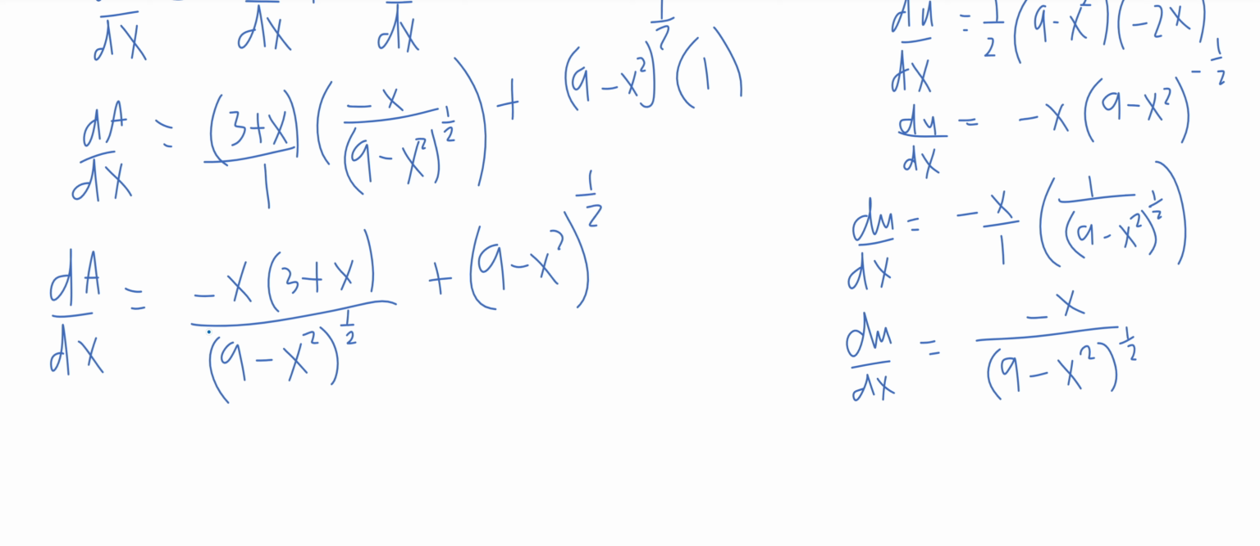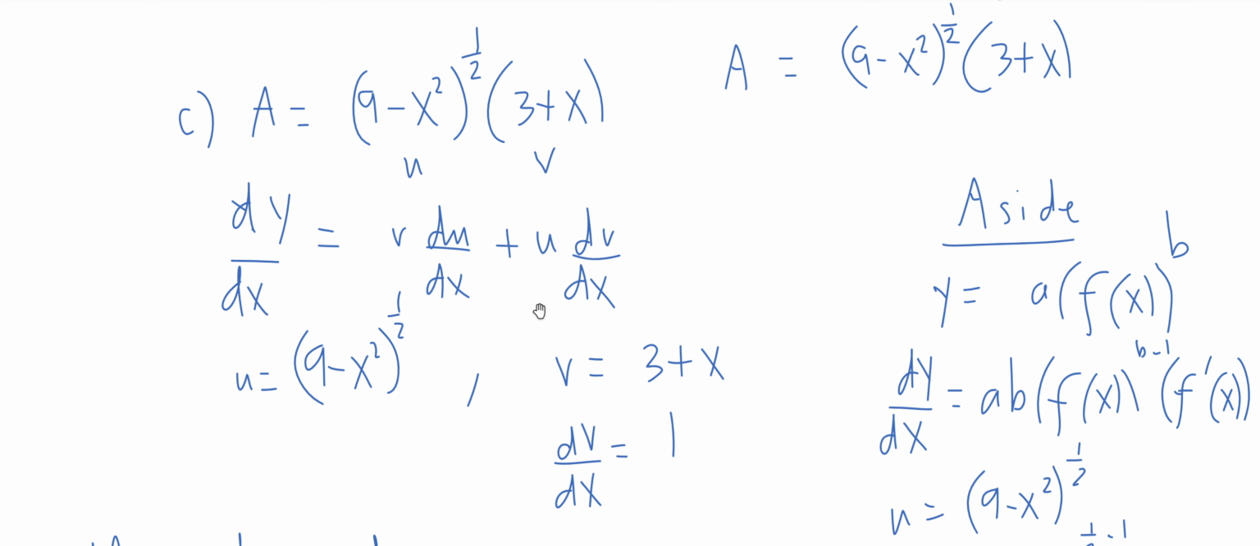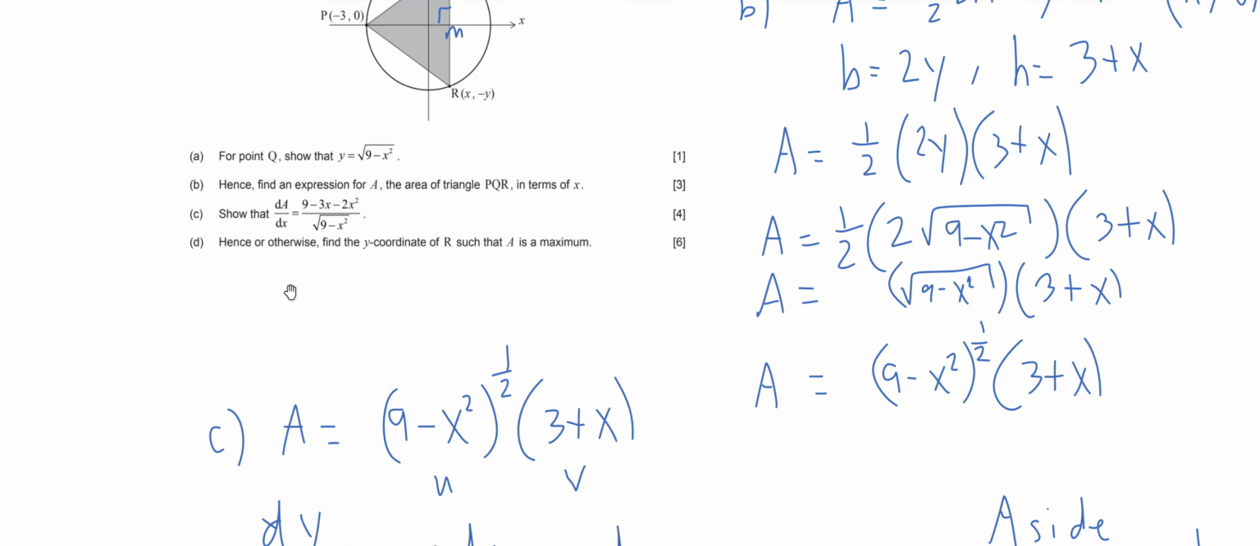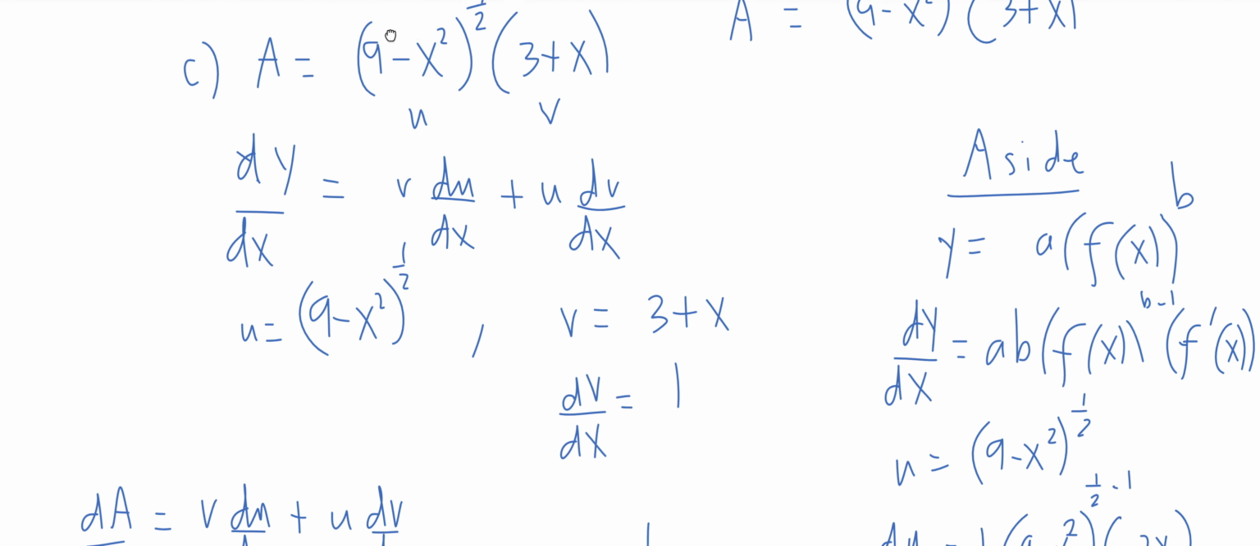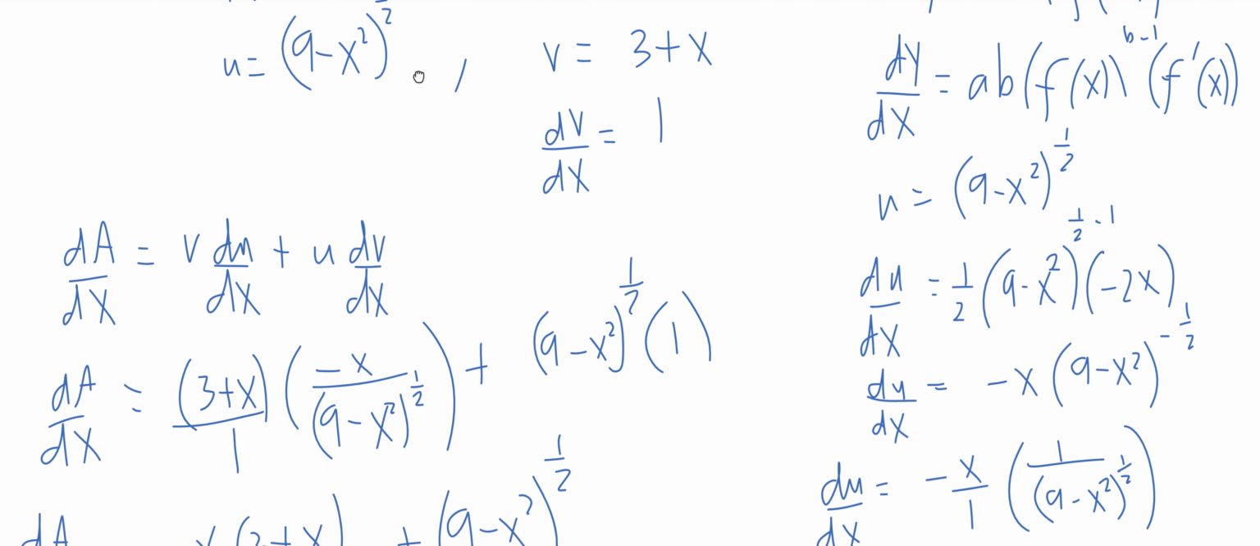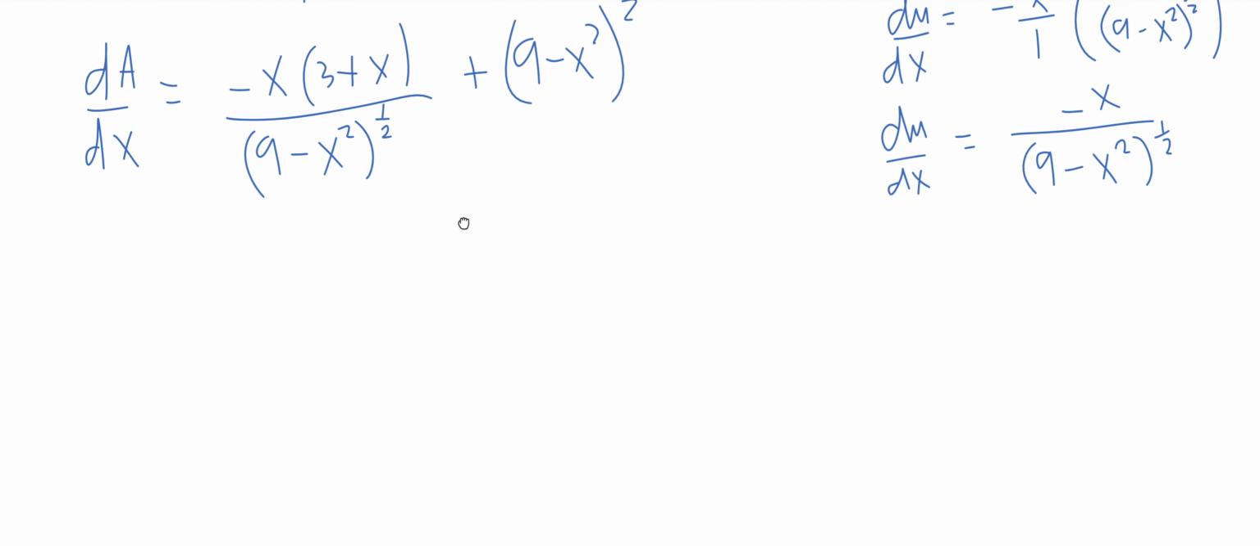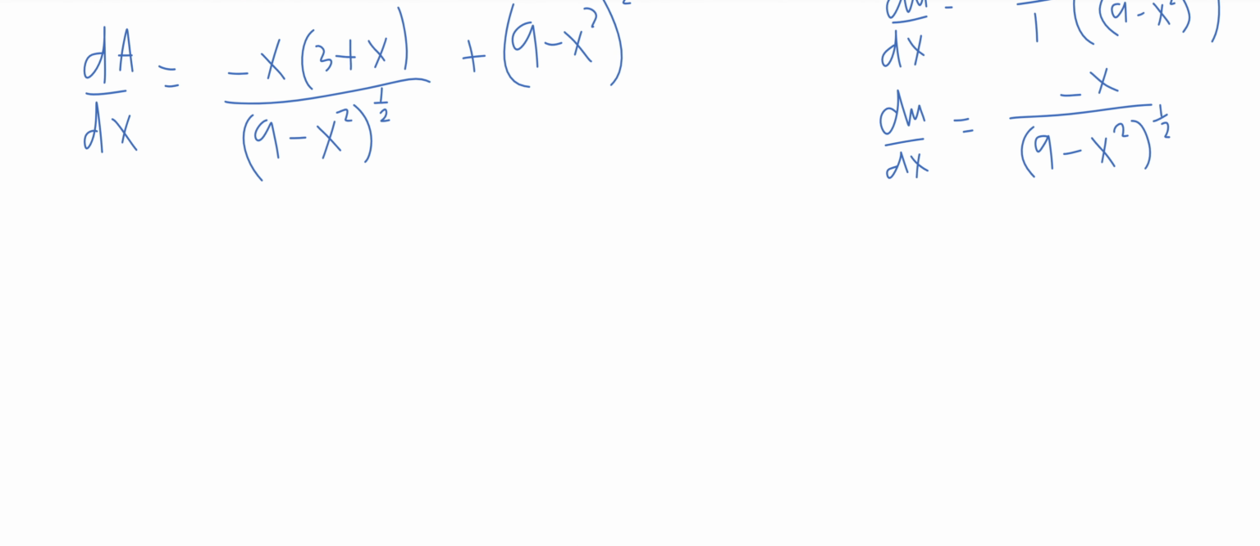Okay, so that's the expression for dA by dx, but the question wants dA by dx in a slightly different format. So part C says that show that dA by dx equals 9 minus 3x minus 2x squared over square root of 9 minus x squared. So we're almost there, because we do have 9 minus x squared to the half in the denominator here, which is the same as the square root of 9 minus x squared.